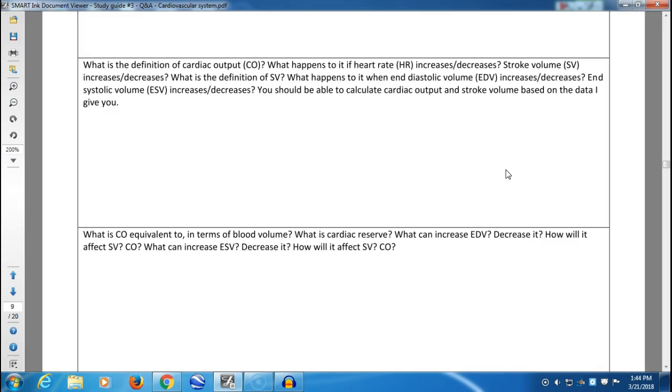So, volumes. This is the equation that you need to know.